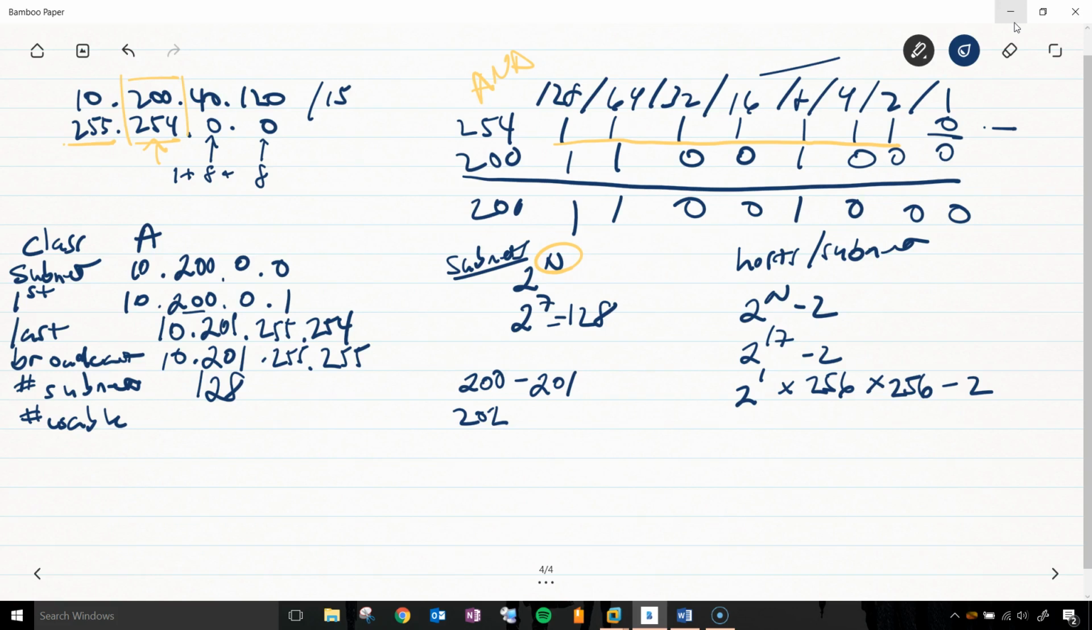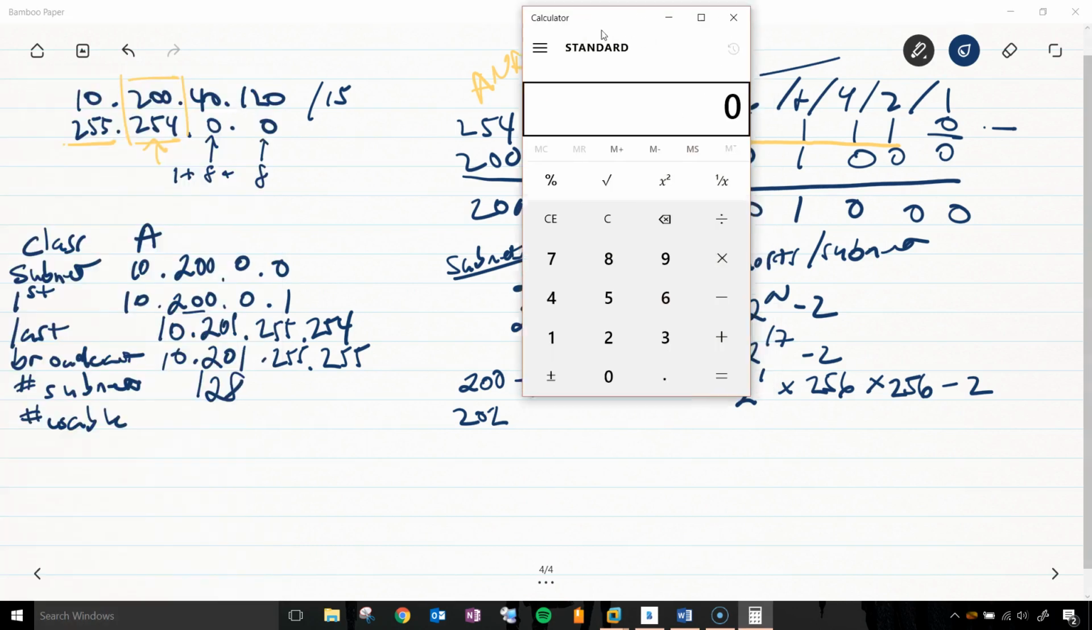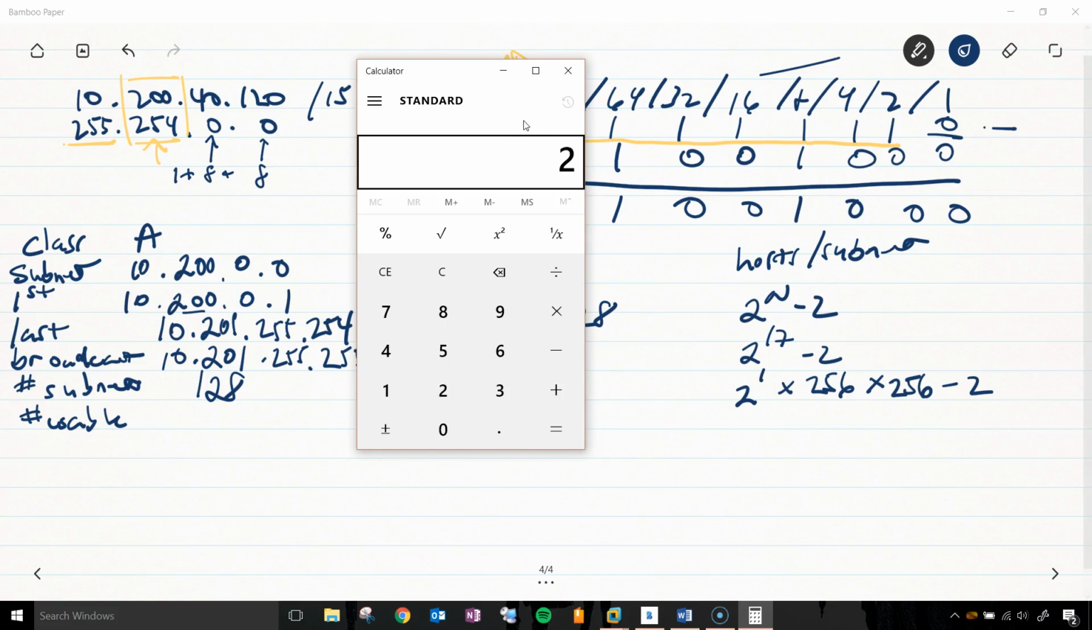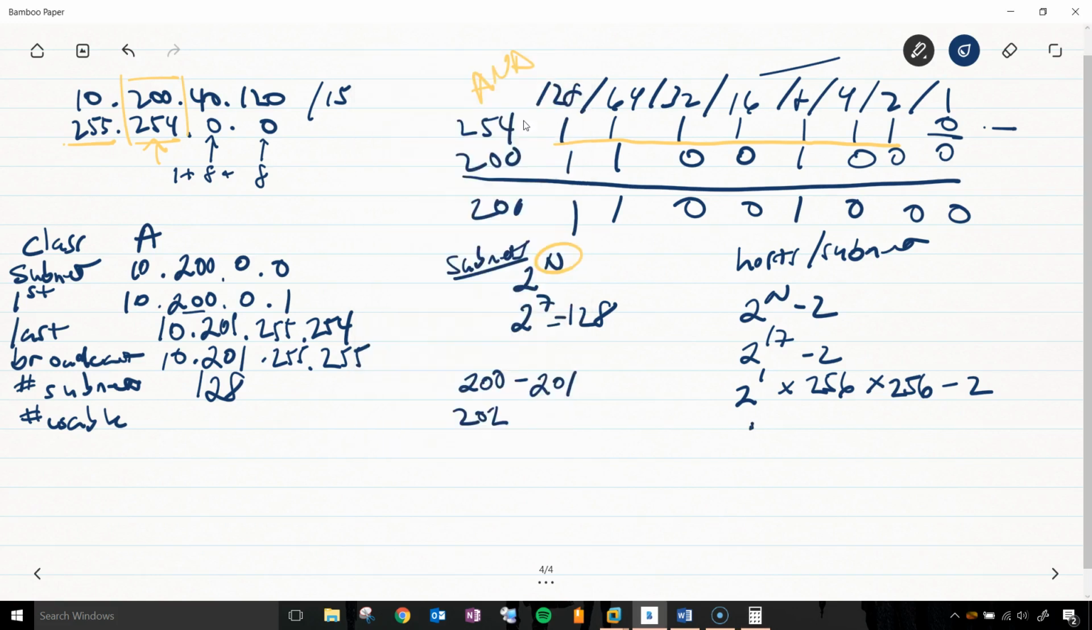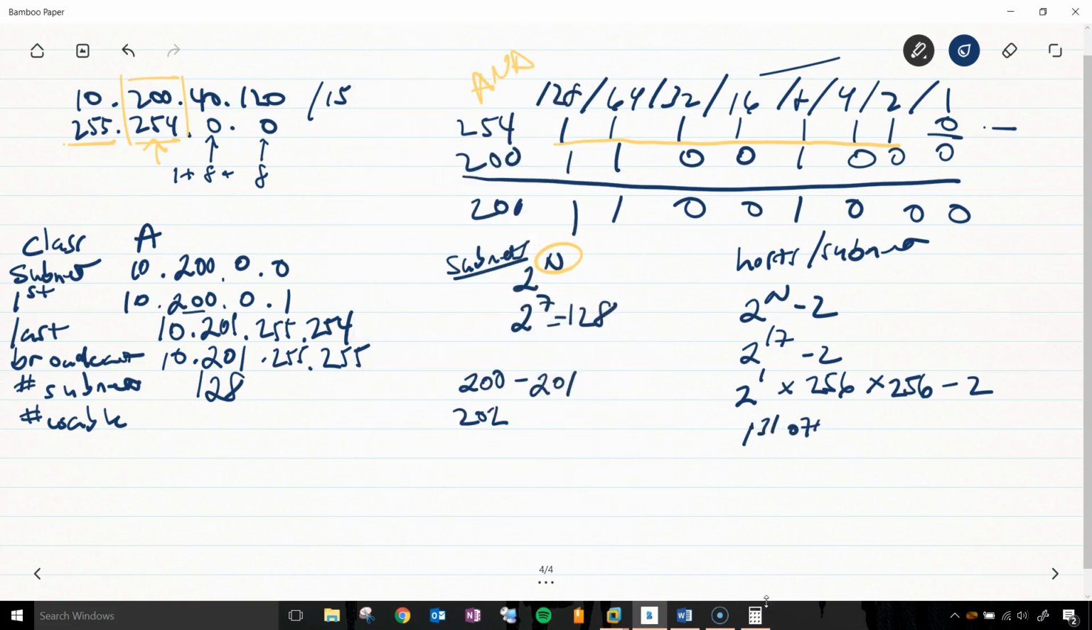And we haven't figured out what the total number of hosts per subnet is yet. To do that, I'm just going to bring up a calculator. That's 2 times 256 times 256. Big number, minus 2, 131,070 hosts per subnet.